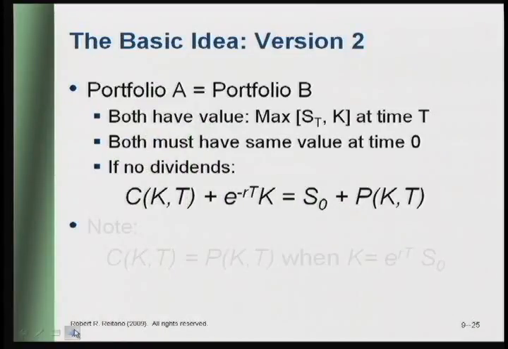So in the basic idea, version 2 of it, because portfolio A and portfolio B are the same, once again, they have to have the same value at time 0. The reason, again, is arbitrage. If one is more valuable than the other, we sell the more expensive one, we buy the cheap one, and we do an arbitrage. So if we write that expression down, the value of portfolio A, a call and a T-bill, is the call price plus the price of the T-bill. That has to be equal to the time 0 value of portfolio B, which is the value of the stock plus the put.